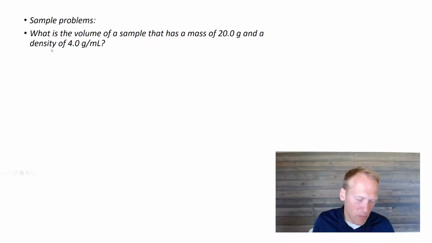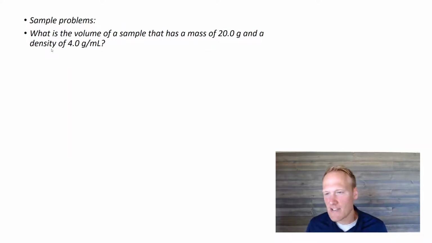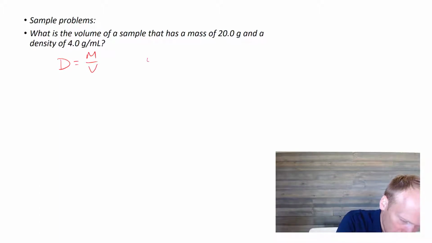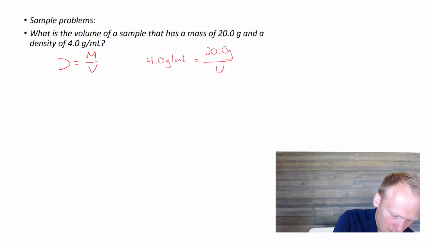So if we were going to do a sample problem here, this says what is the volume of a sample that has a mass of 20 grams and a density of 4 grams per milliliter. So I know that density equals mass over volume. So density, which is 4.0 grams per milliliter, equals 20 grams over volume. The first thing I would do is multiply volume to the other side to get 4.0 V = 20. And then I could divide both sides by 4.0, and that would tell me my volume is equal to 5.